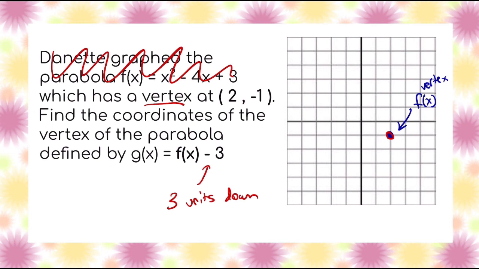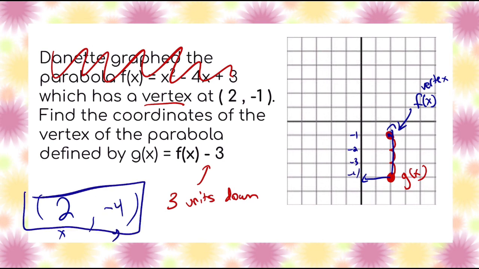Here's how you do this. I'm going to go down 1, 2, 3, plot my new vertex, so g of x, and then I'm just going to put my x and y values into this set of parentheses. So my x value would be, look at that, it's still 2. Those don't change. My y value would be, I just have to count -1, -2, -3, -4 for my y. So that would be my new set of coordinates.